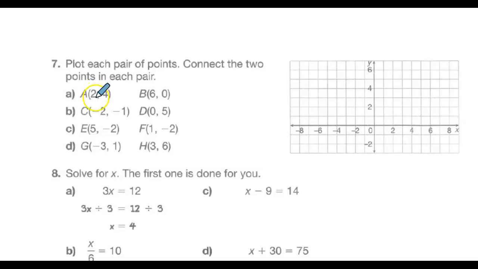So A is 2, 4. So 2 for x, you go there, and then you go up to 4 for y, where they meet. Right? That's my A. Now I'm going to erase those. And then B is 6 for x and 0 for y. So it's right on the x axis.